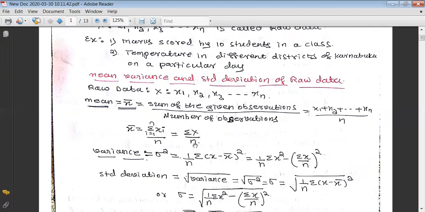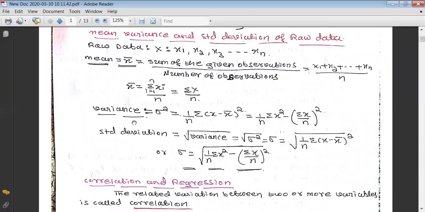The second measure is known as a measure of dispersion. It is known as sigma square, and is given by 1 upon n summation of x minus x bar whole square. Once you simplify this by squaring and using x bar equal to summation x by n, it simplifies to 1 upon n into summation x square minus summation x upon n whole square. We can write this summation x by n as x bar also.